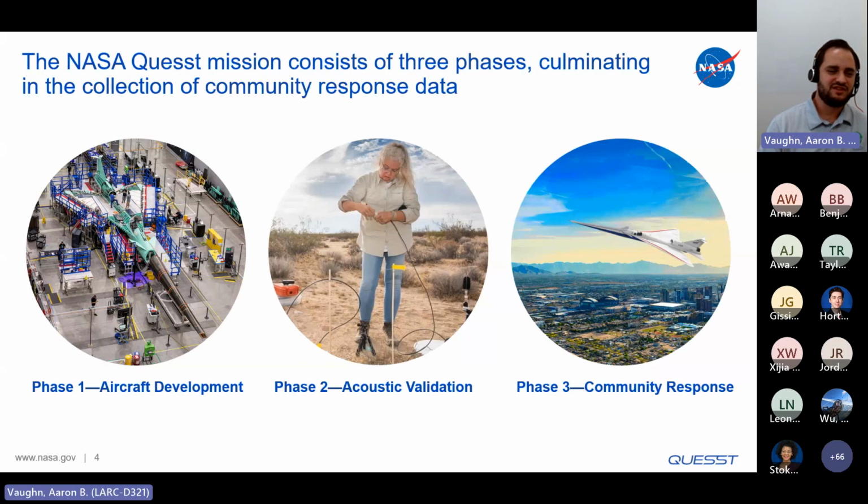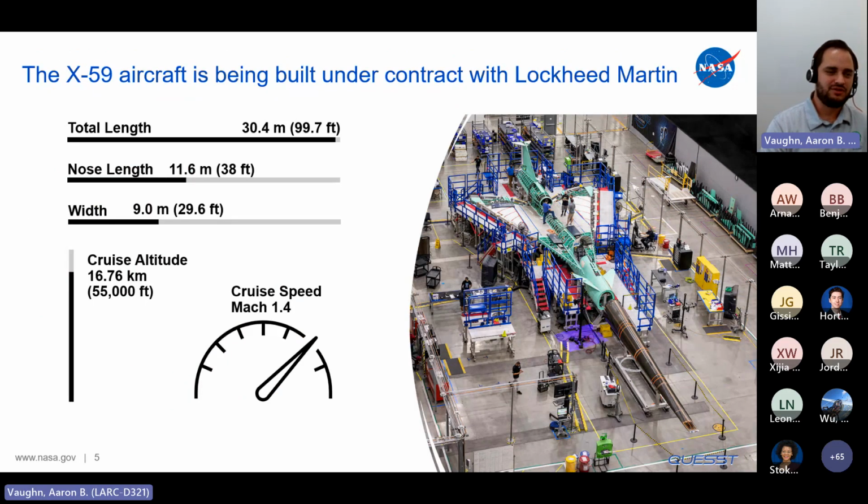The Quest mission itself consists of three phases: phase 1, the aircraft development; phase 2, acoustic validation; and phase 3, community response testing, all centered around the X-59. So that's building it, testing it, and gathering community response data with it. We're still in the first phase, building the aircraft, which is being built under contract with Lockheed Martin.